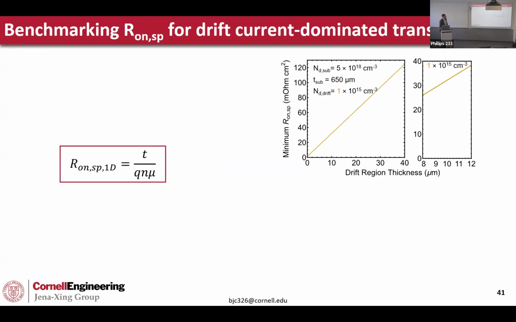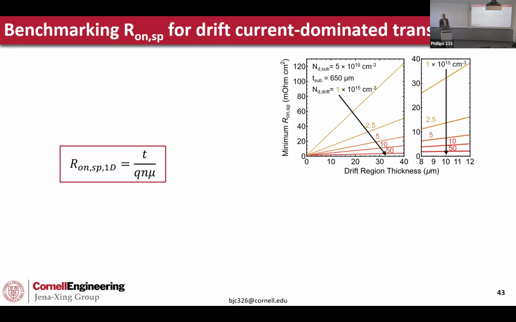It's linear in thickness. So I can say, this is the thickness of my substrate. This is the doping of it. You can reasonably say what the resistance should be, the exact minimum. We can then do this for 2.5 E15 and all the way up to 5 E16, just to see the whole region.